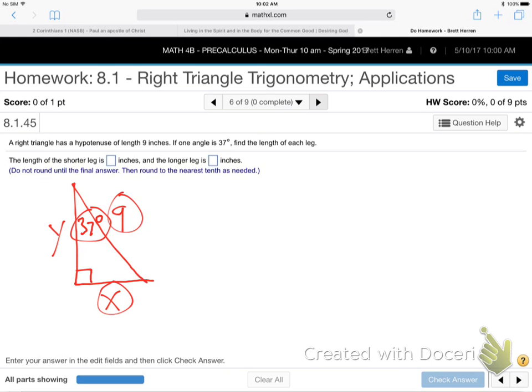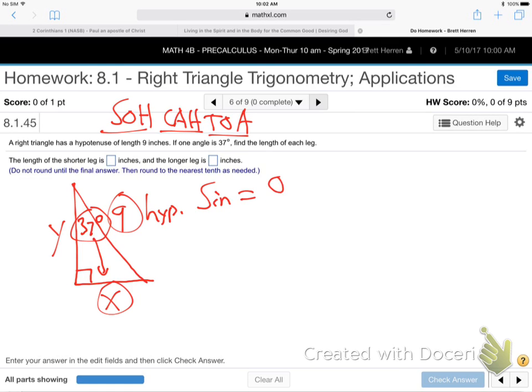That's opposite over hypotenuse. Yeah, sine. Remember the whole SOHCAHTOA, here I'll write it up here. SOHCAHTOA, right? Sine is opposite over hypotenuse, cosine is adjacent over hypotenuse, tangent is opposite over adjacent. So sine of 37 degrees is the opposite, that'd be the X, over the 9. Does that make sense?